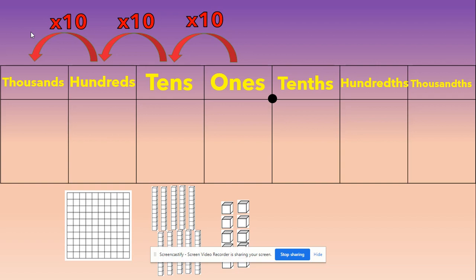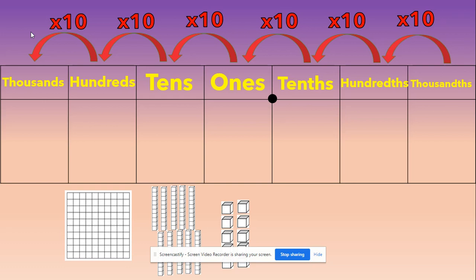We also need 10 tenths to make 1. Think about when we're adding decimals. If we have 8 tenths, 9 tenths, 10 tenths, we need to carry that 1 to the ones place because 10 tenths is the same as 1. So the ones place is 10 times greater than the tenths place. We can continue this pattern and see that the tenths place is 10 times greater than the hundredths place, and the hundredths place is 10 times greater than the thousandths place.